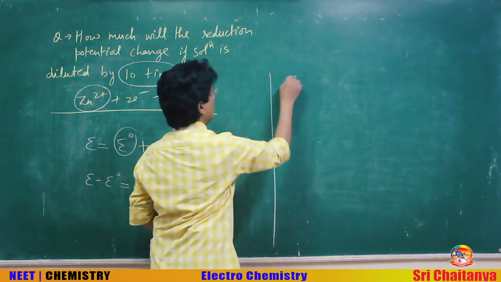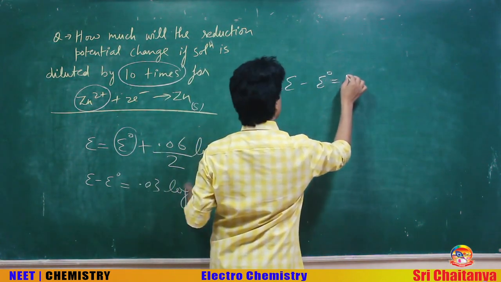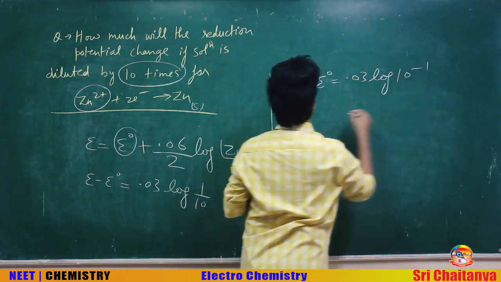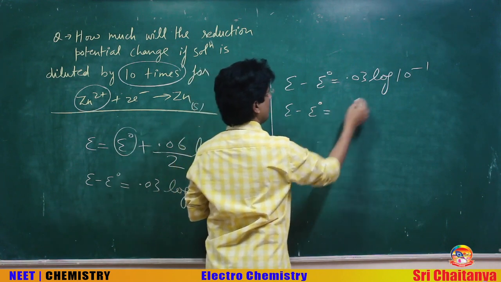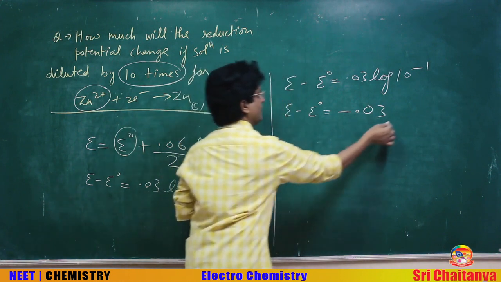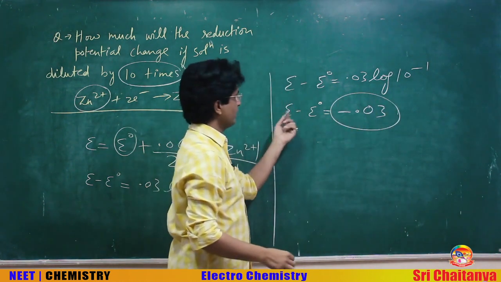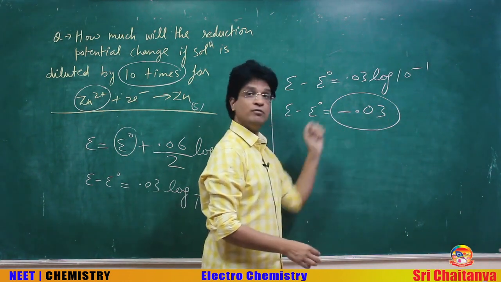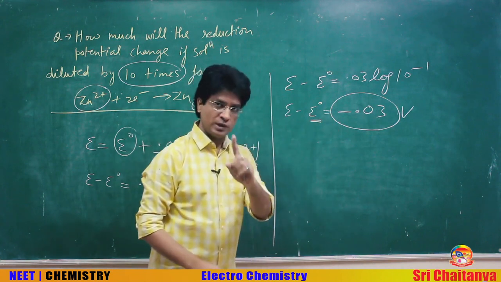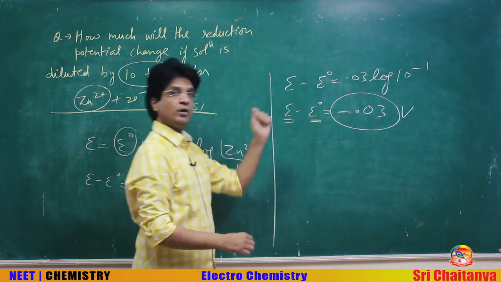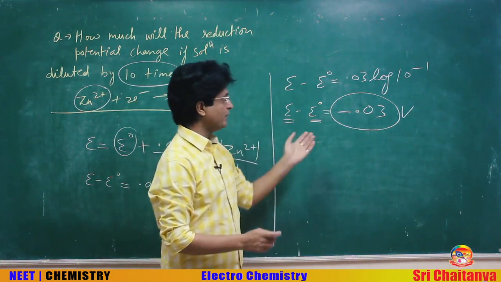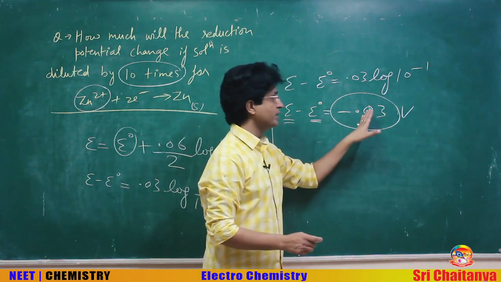So now E minus E naught will be equal to 0.03 log of, I can take it up, 10 to the power of minus 1, and E minus E naught will be, take it up, minus 0.03. This negative sign signifies that the reduction potential has decreased by 0.03 volts. Remember that E naught I am taking when the concentration is 1 molar. E I will define when the concentration is 1 by 10. So the change is minus 0.03 volt. That means the potential will decrease by 0.03 volt.